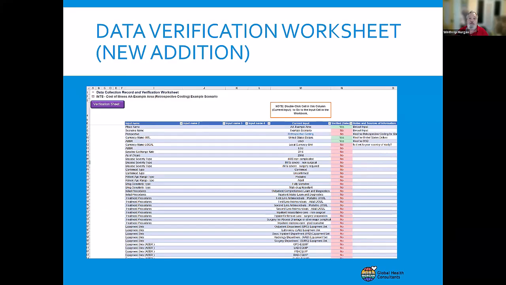And then we have what's called a verification column, so that if the person who is in charge or the PI for the cost of illness study then looks at the input and says, yes, this is correct, this is verified, they can then click on each of those cells and say, yes, that's right. And so this is a good way of knowing what data you don't have, what data you do have but it's not verified, and what data you have that's verified.